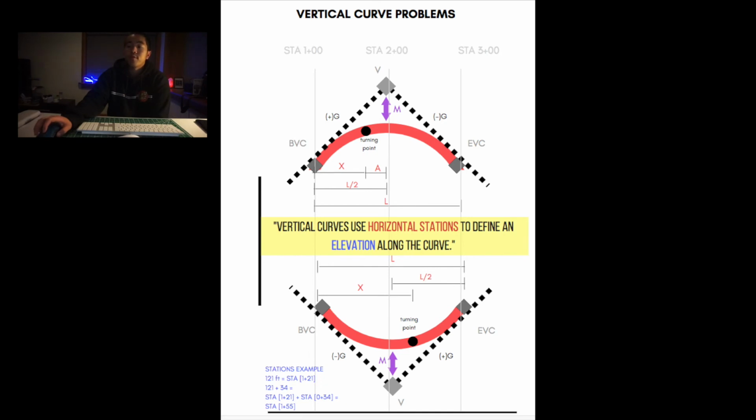And so we can figure out what the turning point is, and that's defined by negative G1 over R. X is in stations, and G is in percent. Usually they're going to give you some sort of grade, 2, 3, 4%. And then R is percent per station.